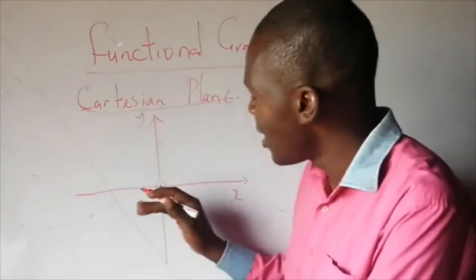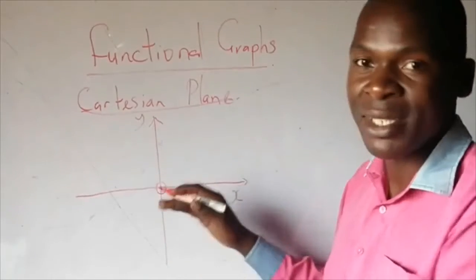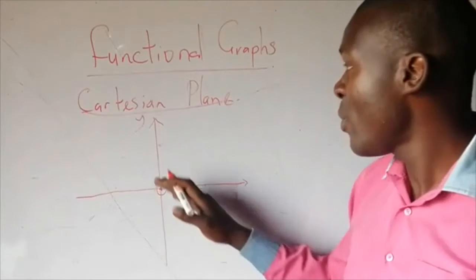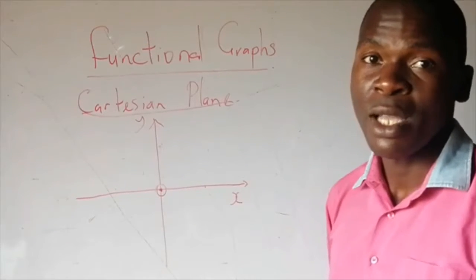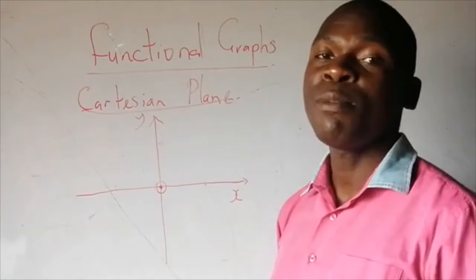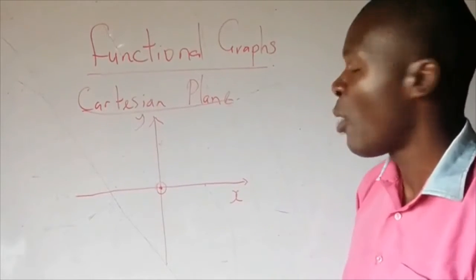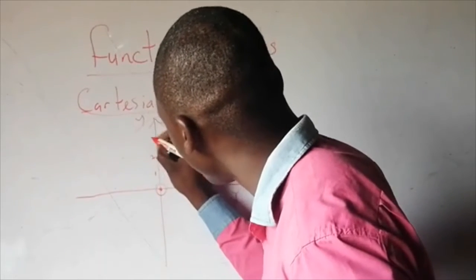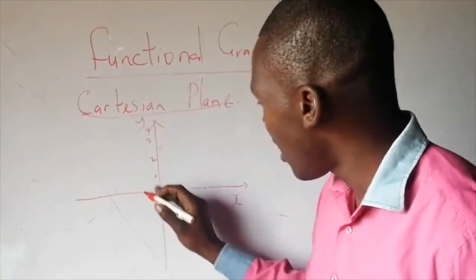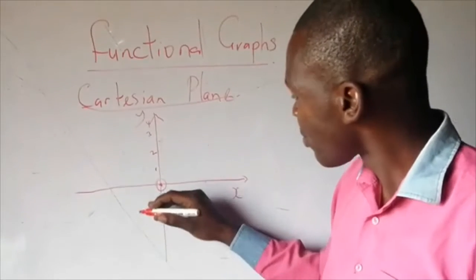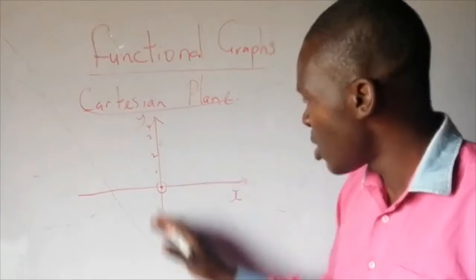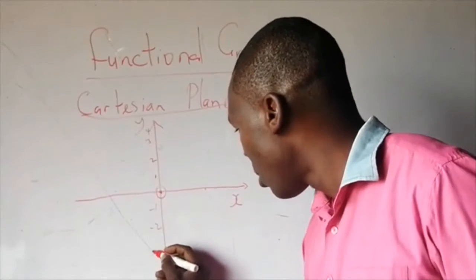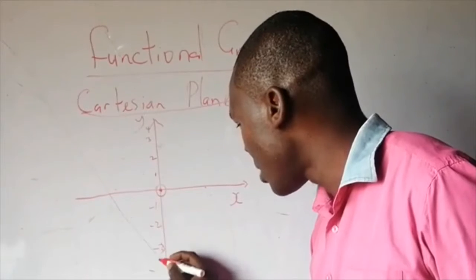The top part of the y-axis represents the positive values of y. When we are given a scale, for example, 2 centimeters represents 1 unit on both axes, we say 1, 2, 3, 4. Then below the x-axis, in terms of the y-axis, we say -1, -2, -3, and -4.